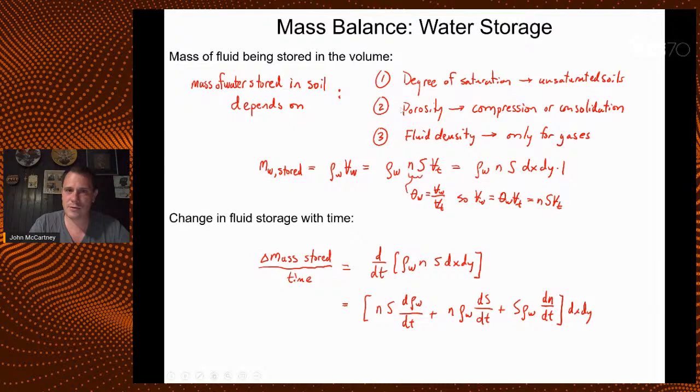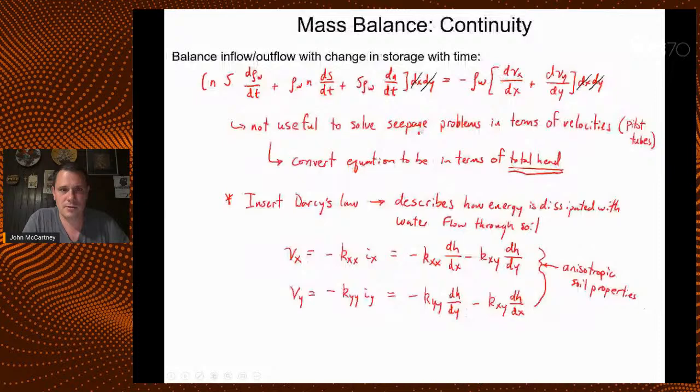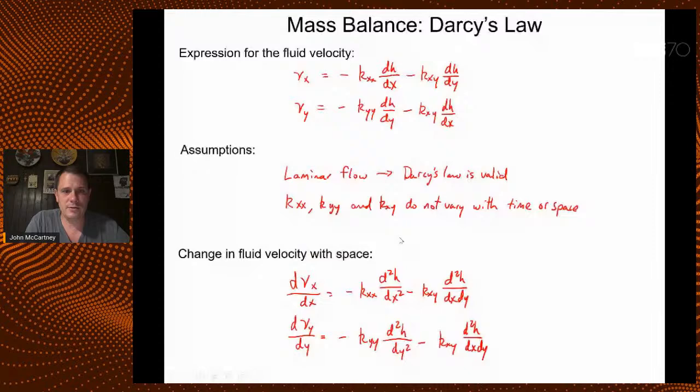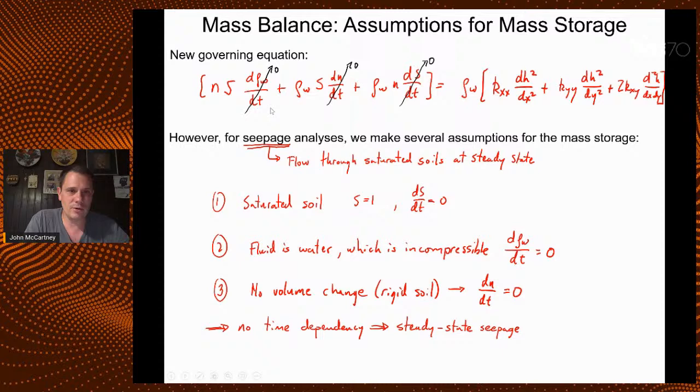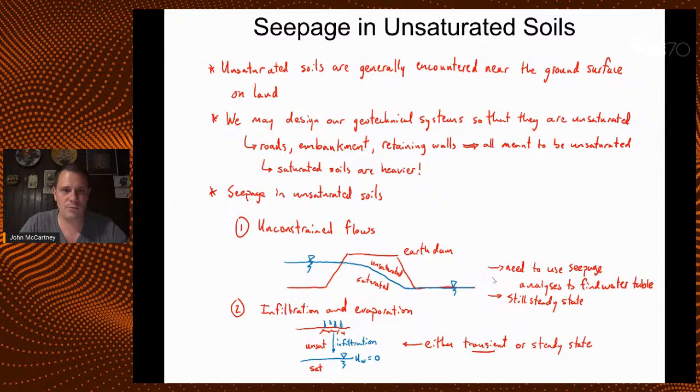And for unsaturated soils, these first two can be very important. If you're looking at gas flow, the third one could be important. And all three of those are very important for unsaturated soils. So we can then simplify this equation down, going through the mathematics, and come up with a big, large governing equation here. And if we're looking at seepage, then all of our transient terms go to zero, and we end up with a Laplace equation. But we also come back to this equation later and look at the cases where there is transient water flow.